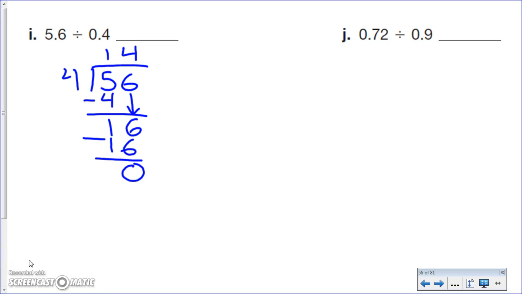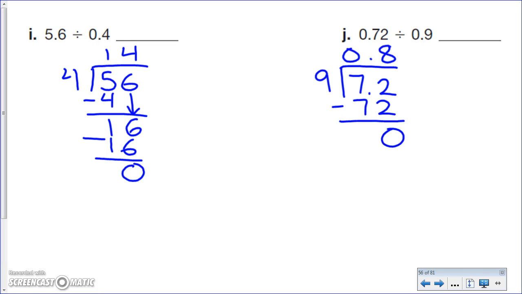For J, our divisor only has 1 decimal place. We only need to move the decimal 1 place to the right for both numbers. We know 9 can't go into 7, so we're going to put a 0 and our decimal point up. And then 9 is going to go into 72 8 times exactly. So our answer for J is 8/10.